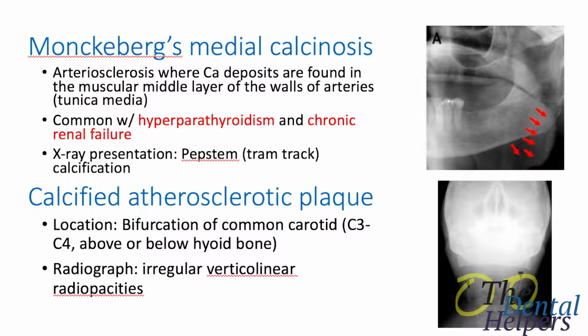Now, if we look at a calcified atherosclerotic plaque, what's unique about this is you're going to typically find it right at that bifurcation of the common carotid, where the common carotid splits into the internal and external carotid, around C3 and C4. And this is going to be above or below the hyoid bone. We're going to see that radiographically it's irregular vertico-linear opacities. So that's kind of where these arrows are pointing right here.